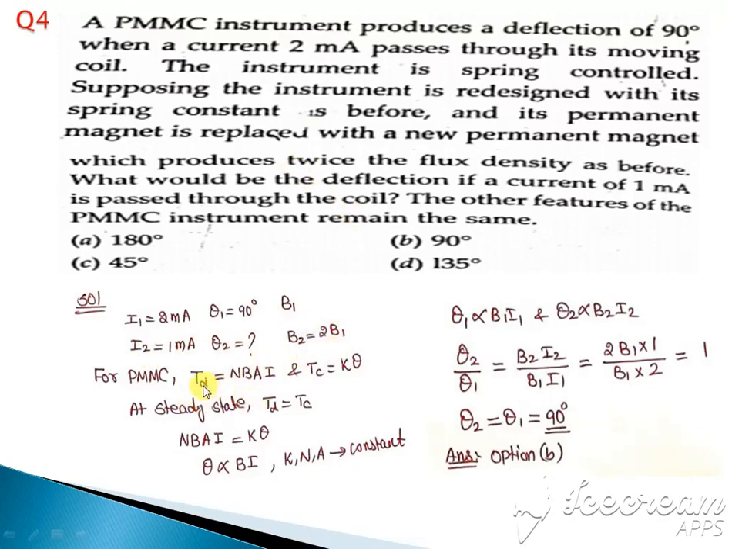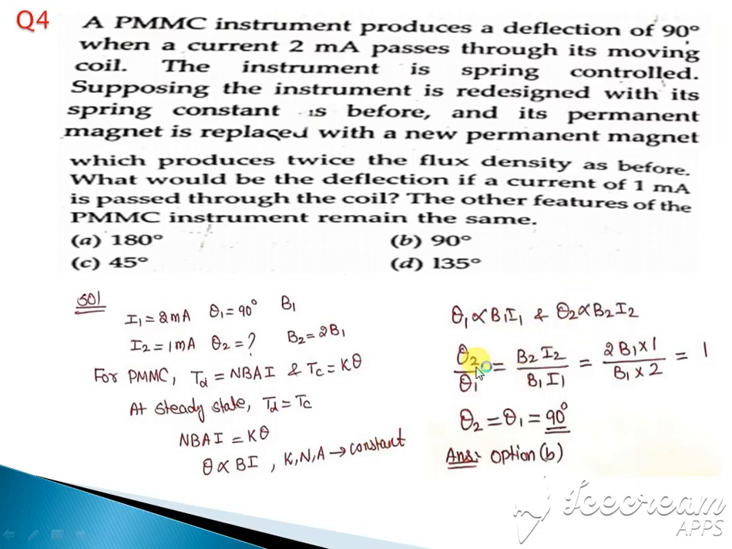Already we know the relation. Deflecting torque is proportional to NBAI and controlling torque is K theta. At steady state both are equal. So from that we can get theta is proportional to BI, where K, N, A are constant. So theta 1 is proportional to B1 I1. Theta 2 is proportional to B2 I2.